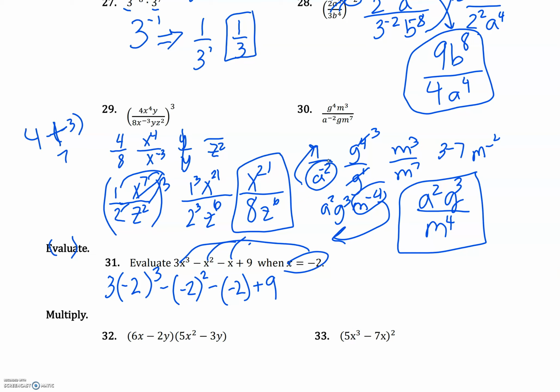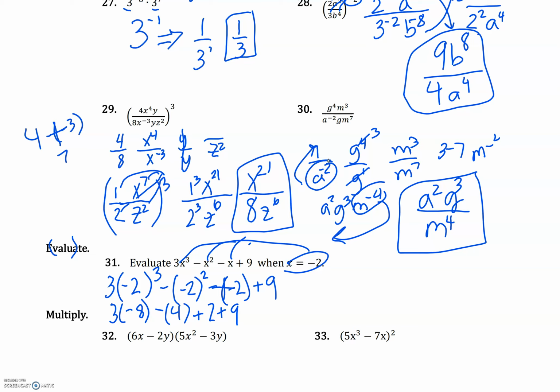So I just plugged in negative 2 wherever I saw x in the original polynomial. Now I'm going to simplify it using the order of operations. Exponents first. So I have 3 still out front. Negative 2 times negative 2 times negative 2 is negative 8. Okay, minus negative 2 times itself is positive 4, minus a negative will give me a plus 2 here, and I still have plus 9.